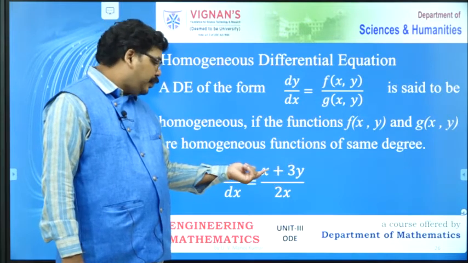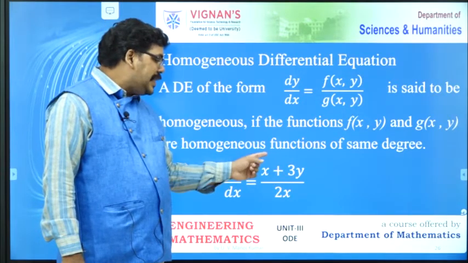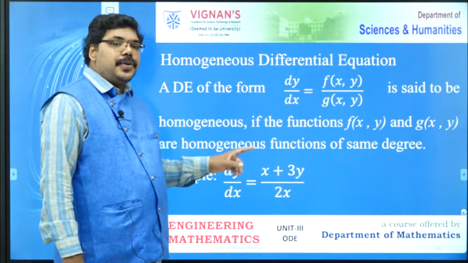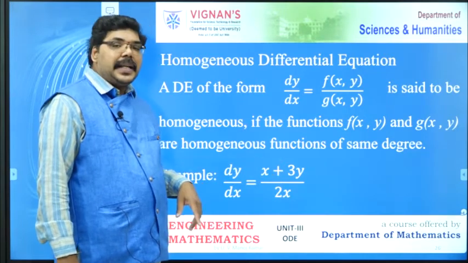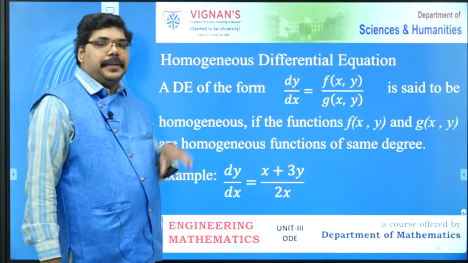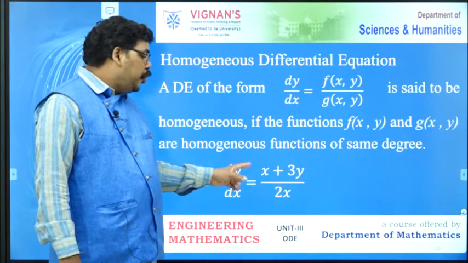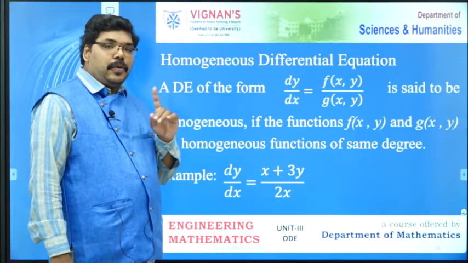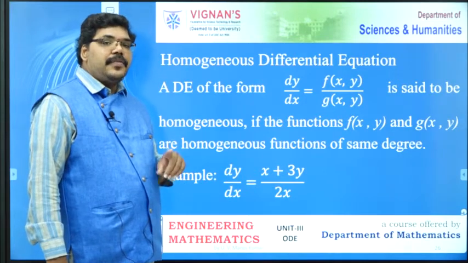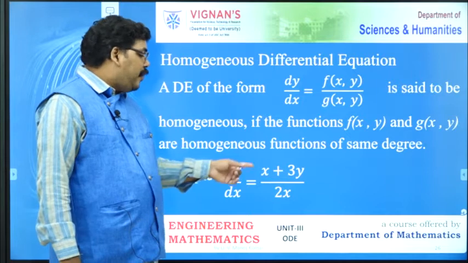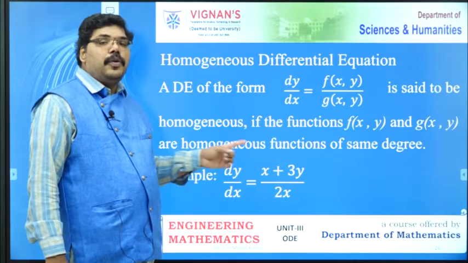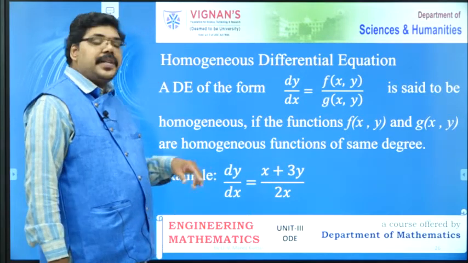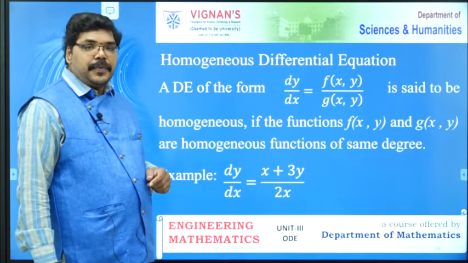The two terms are of the same degree 1, so all the terms of the numerator have degree 1. Therefore, the numerator is a homogeneous function. The denominator also has only one term, 2x, which is of degree 1. So f of x comma y and g of x comma y both are homogeneous. Therefore, this differential equation is a homogeneous differential equation.